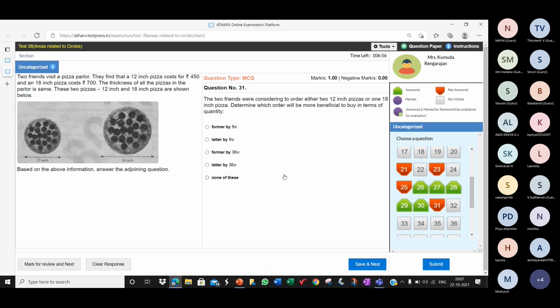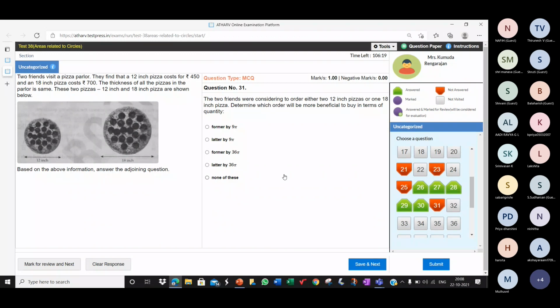So one of the first pizza has an area of 36 pi. Only one of the second pizza has an area of 81 pi. If you buy two of the first pizza, then it will be 36 plus 36, 72 pi. Area will be 72 pi. If you buy one of the second one, it's still more, it's 81 pi.